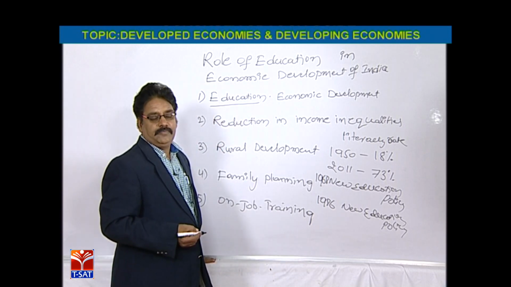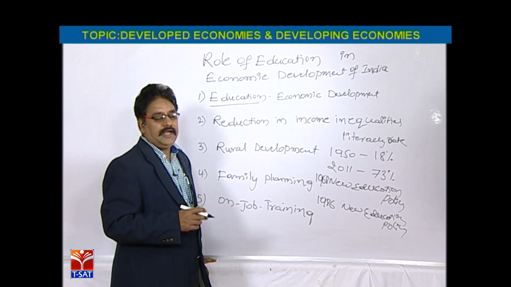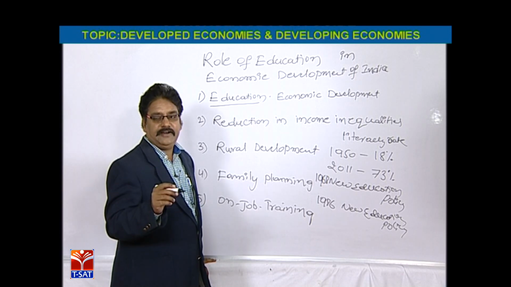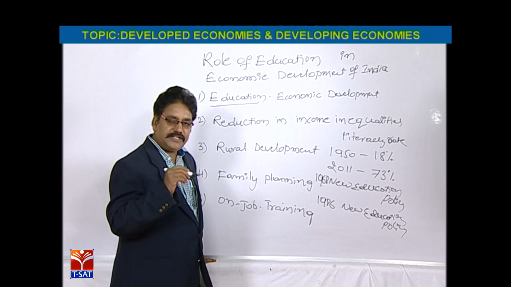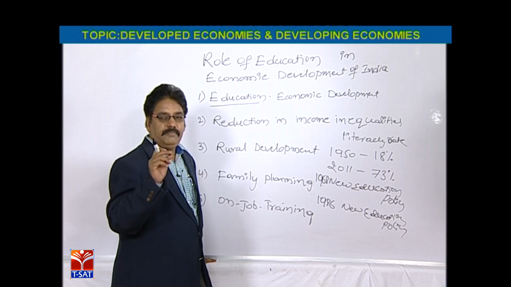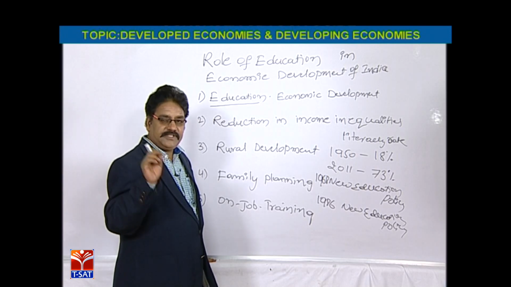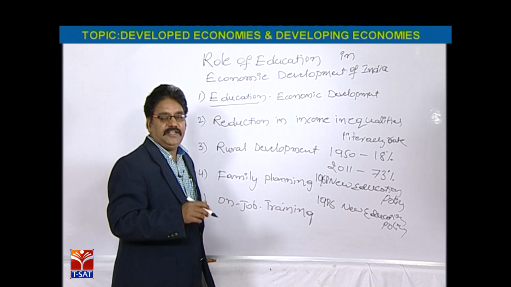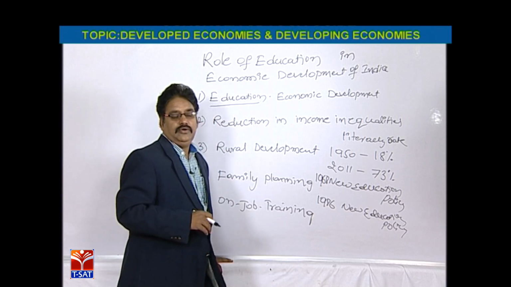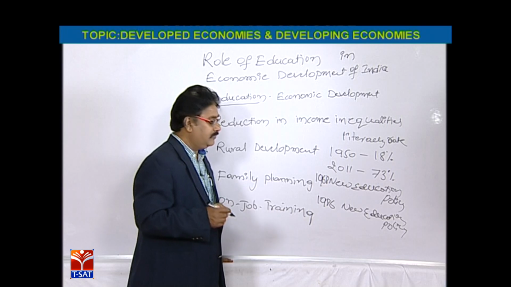One more act was passed in parliament: compulsory and free education for children between the age group of 6 to 14 years, compulsory and free education for all. This act was enacted in parliament in the year 2009. This was the act taken to give education for all.